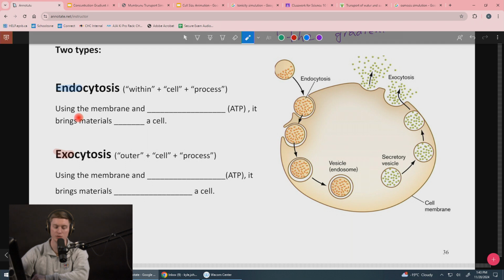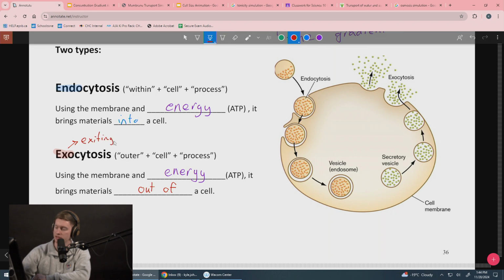Endocytosis is using the membrane and energy in the form of ATP to bring materials into a cell. Exocytosis is the opposite, using the membrane, and once again, energy is required here. It brings materials out of the cell. Exo, think exit. Exiting the cell.